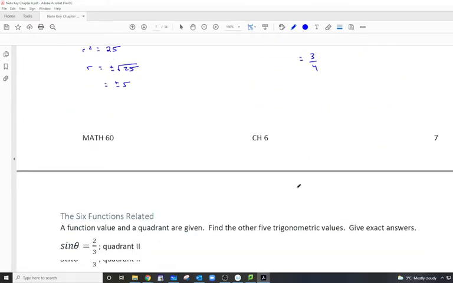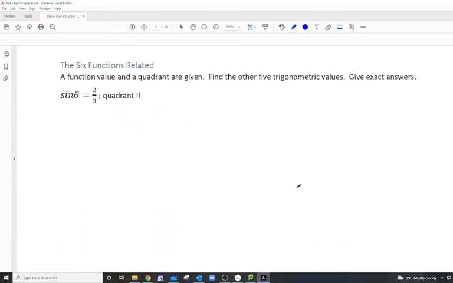Okay, moving on. So now a step up from that is that the questions in the textbook will say as follows. A function value and a quadrant are given. So this is your function value. This is your given quadrant. Find the other 5 trigonometric values, give exact answers. So they already gave you that sine theta is 2/3, which means we already know that cosecant theta is 3/2, right? Without any work, we know that cosecant is just the reciprocal. But now we need the other 4.